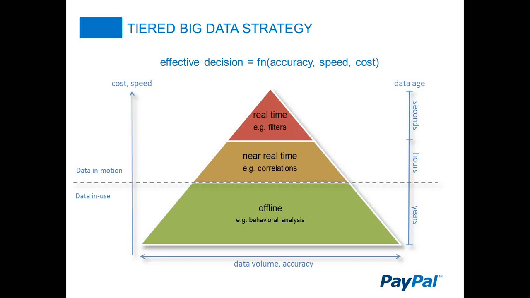But speed and cost go hand in hand. For the systems that are optimized for speed, the complexity grows and the cost goes through the roof. So this is our data strategy. Again, the takeaway point is data in use is the state where you want to shoot for accuracy. Data in motion is where you want to shoot for speed.